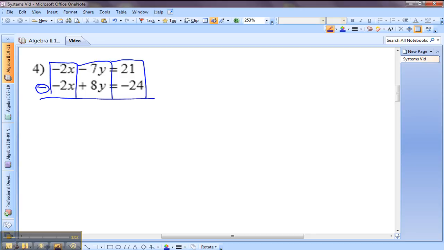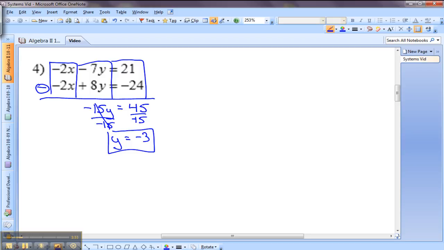Negative 7y minus 8y gives us negative 15y. And 21 minus negative 24 gives us a positive 45. And then to solve for y, we divide both sides by negative 15, and we see our y value is equal to negative 3.